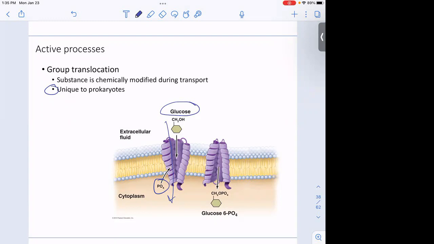Why would the cell want to do that? It's really an ingenious way. If the cell is trying to get lots of glucose concentrated inside of the cell, it doesn't want to lose that glucose. It doesn't want to lose it by diffusion out again through the membrane. So if it modifies it a little bit and changes it to glucose 6-phosphate, then it won't diffuse right back out again. So it's a way to concentrate the glucose inside of the cell. And again, this is just something that bacteria do and not our cells, apparently.